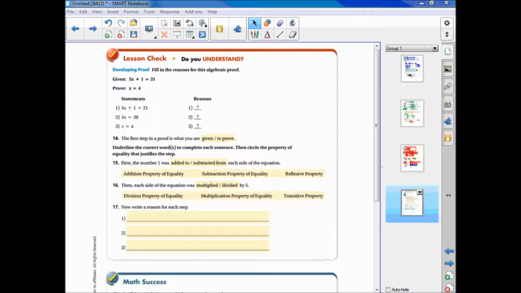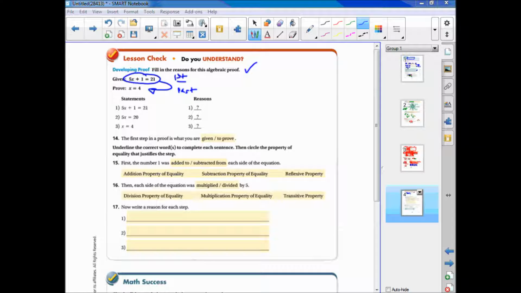So on our last page, we have a lesson check. So once again, this is where you pause the video and you see if you can do this stuff. Okay. All right, welcome back. So fill in the reasons for this algebraic proof. Okay. So we are given 5x plus 1 equals 21. So we know that the given's going to be our first statement, and right now, sometimes it won't be actually. And the proof is going to be our last statement. So we're trying to prove that thing.